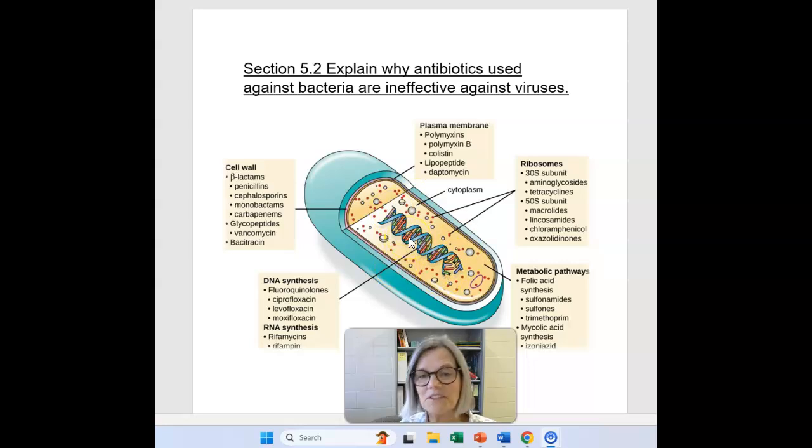So next time you go to the doctor and you want an antibiotic against an influenza infection, maybe you'll understand why the doctor will say, no, that's a viral infection. Good luck.